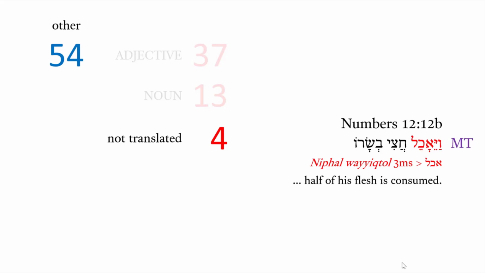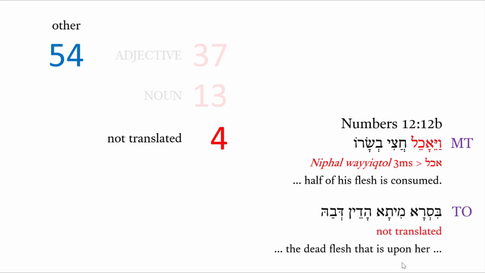So Numbers 12:12. Half of his flesh is consumed. Okay, so the "is consumed." Well, the Onkelos translation is just "the dead flesh that is upon her."